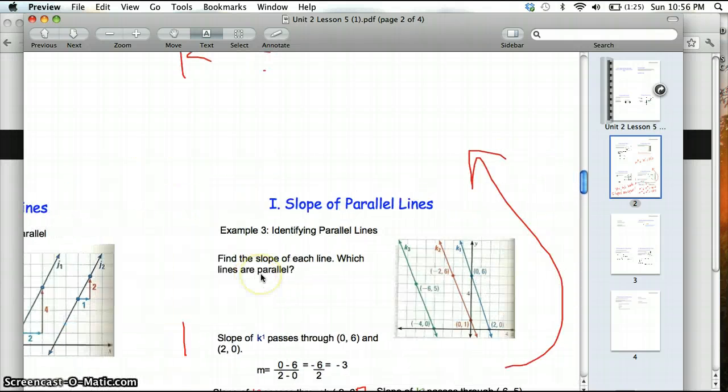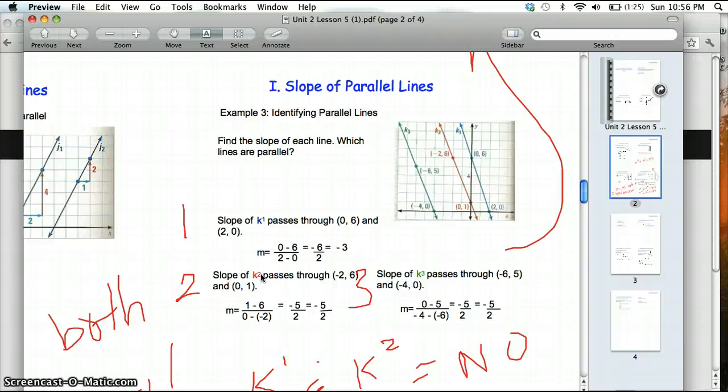Let's look over here at example number 3. It says identifying parallel lines. Find the slope of each line. Which lines are parallel? Here we've got 3 lines, and we need to find the slope of each of these lines to figure out which lines are actually parallel. As you can see in the diagram, it looks like both of these are parallel if you just look at them, but in fact, some of them are not parallel to each other. That's why we can't just look at a diagram and see if it's parallel.